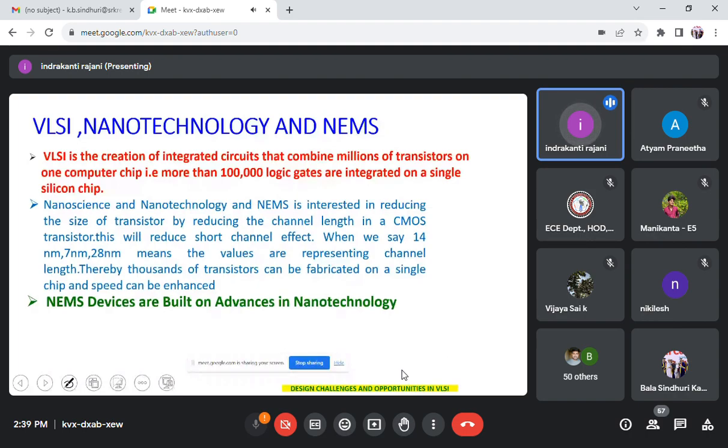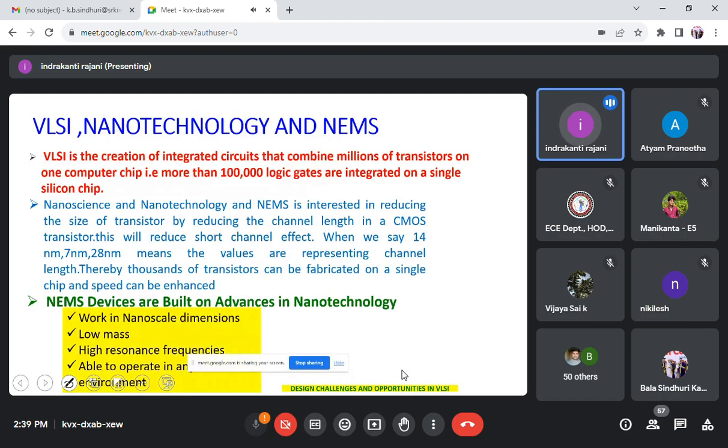So, this NEMS, nano electromechanical systems, is an area in nanotechnology, that is, devices built on advances in nanotechnology. So what are the uses and advantages of NEMS devices in overcoming the challenges in VLSI? They work in nanoscale dimensions with low mass, because as you decrease the size, there is a decrease in the mass, a decrease in the weight.